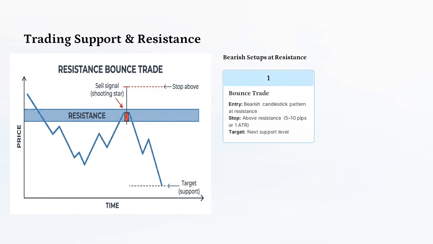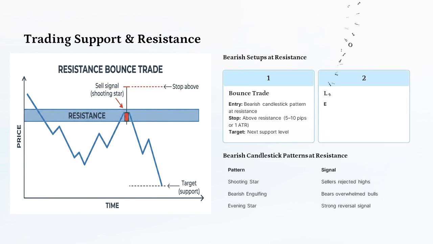Enter on confirmation. Stop above resistance. Target the next support below. The limit order: place a sell limit just below the resistance zone. Stop above resistance. Target the next support.